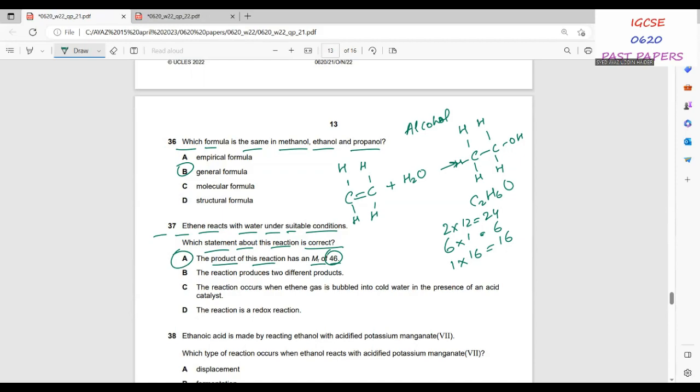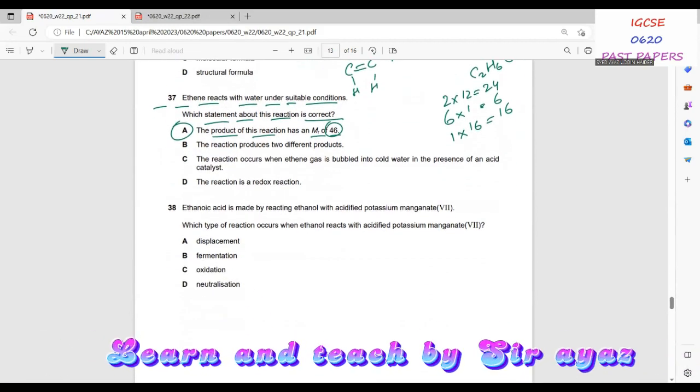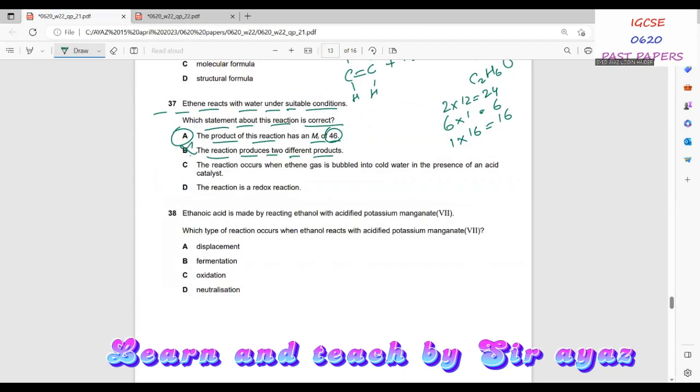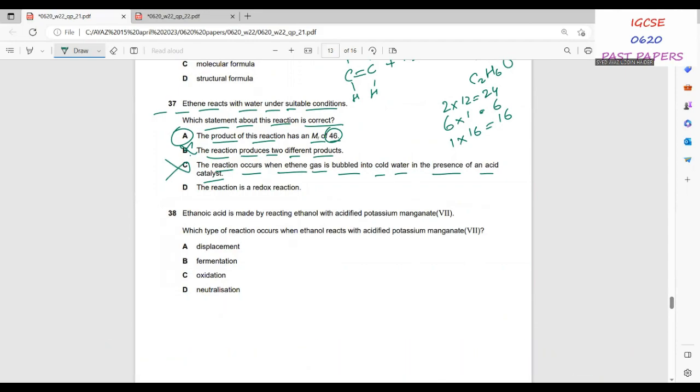I'm reading the other statements for your convenience. B. The reaction produces two different products. Now we'll get only one product, so this is wrong. C. The reaction occurs when ethene gas is bubbled into cold water in the presence of an acidic catalyst. No, this is again wrong. D. The reaction is a redox reaction. This is again wrong. This is not a redox reaction because the oxidation number does not change for each element here.